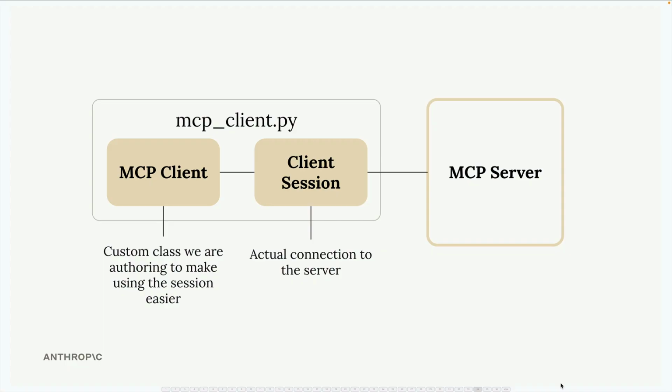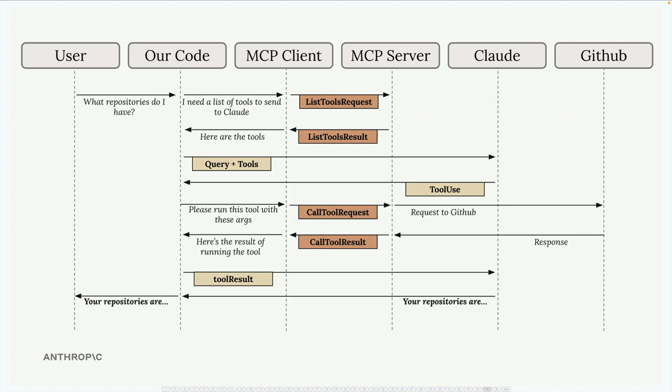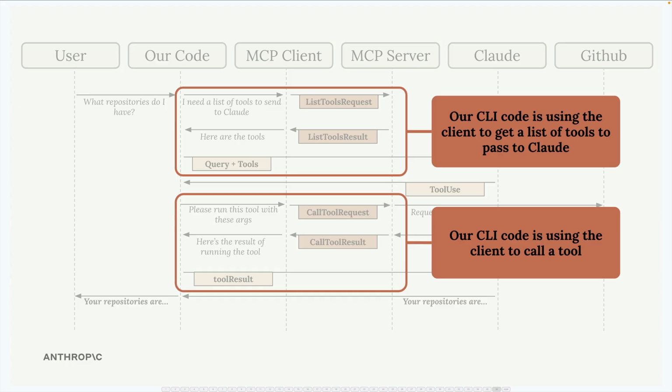So in other words, what is the client really doing for us here? Well, remember this flow that we looked at a little bit ago. So we had our code right here, and at certain points in time, we needed, say, a list of tools to send off to Claude. And then later on after that, we also needed to run a tool that was requested by Claude. In order to reach out to our MCP server and get this list of tools or to run a tool, that's where we are making use of the MCP client. So we can imagine that this client is exposing some functionality that belongs to the server to the rest of our codebase.